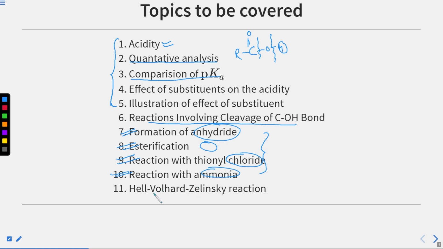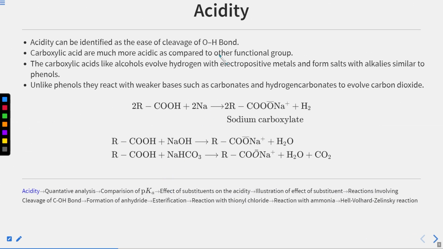At last, we will see the Hell-Volhard-Zelinsky reaction. It is a name reaction in which we introduce a halogen group at the alpha position, meaning that with respect to this carboxylic group, the alpha carbon will be substituted with this halogen group. Okay, so let us start today's class. Let us start first with the acidity.